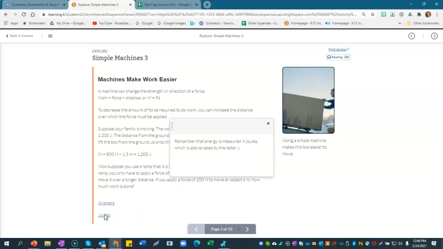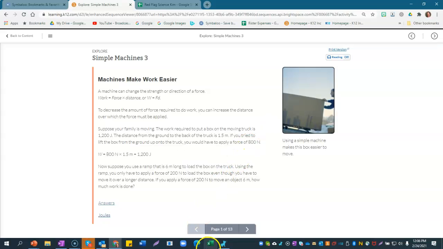Okay, remember that joules, right? We talked about joules, it's energy. It's how we measure energy. So you use the letter J, it's a capital J. So don't forget that unit.